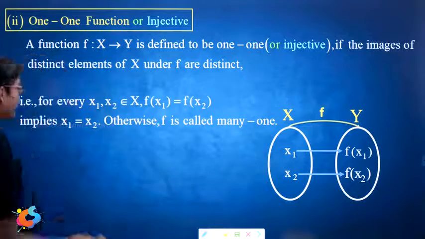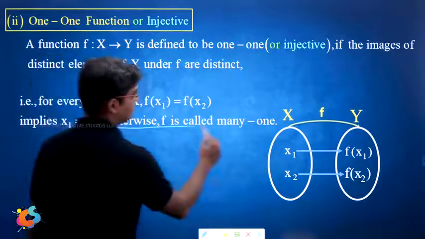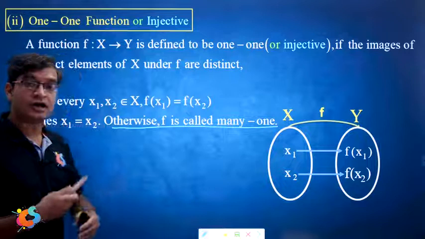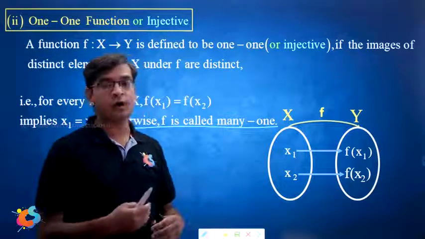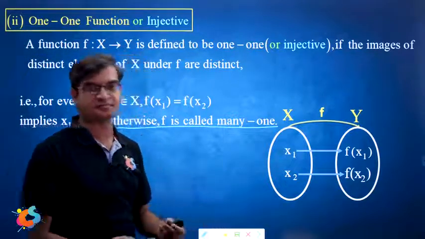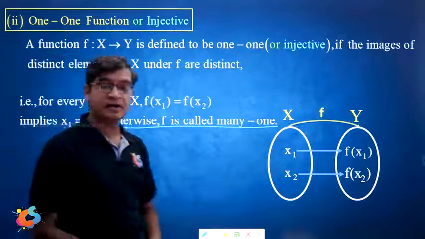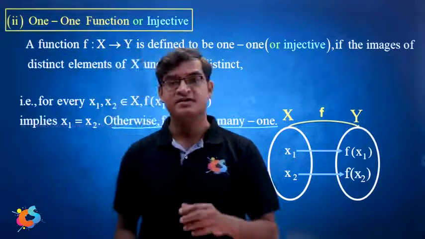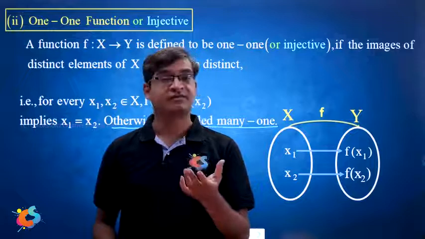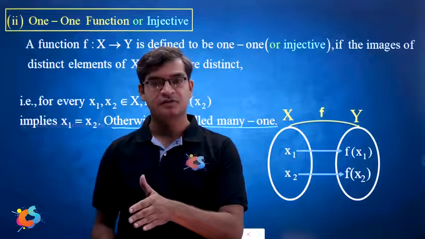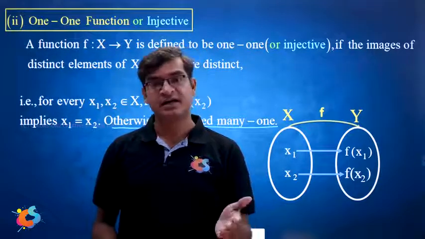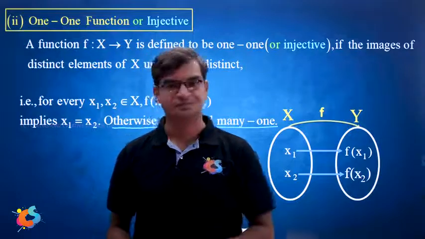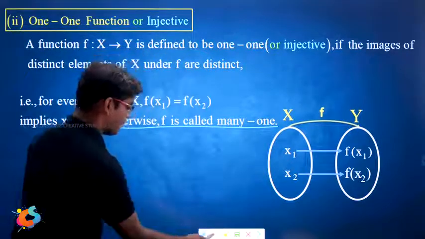Otherwise, f is a many-one function. So the opposite of onto was into, and the opposite of one-one is many-one. Before, the question was to decide or check if f is onto or into. Here the question will be to check if f is one-one or many-one. So how do you check it?